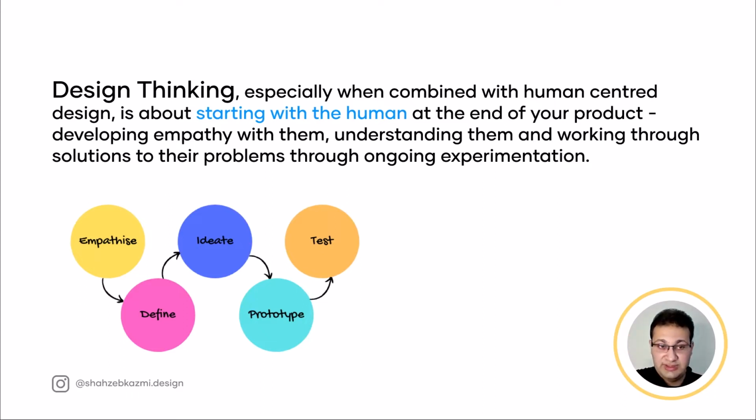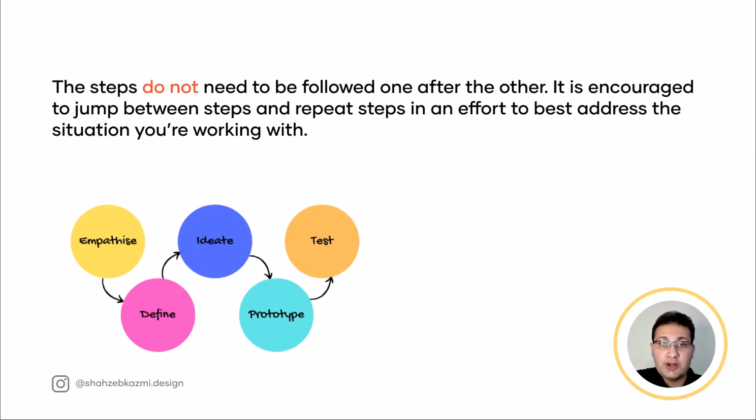So it sort of boils down to these 5 steps, which are empathize, define, ideate, prototype, and test. But don't be fooled, because this looks like a linear process, but the steps do not need to be followed one after another. It is encouraged to jump between steps or repeat steps in an effort to best address the situation you are working on. So maybe you are done with the empathize phase, you are done with the define phase, you are ideating, then you prototype, then you test. If the testing is not successful, you may go back to ideation, you may go back to empathize and define. If you are not able to define a problem, you go back to empathize. So you need to go back or repeat the steps based on the situation you are working on. It is not a linear process. Just want to be clear on that.